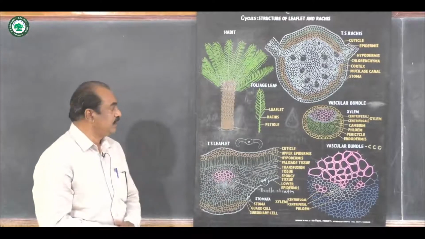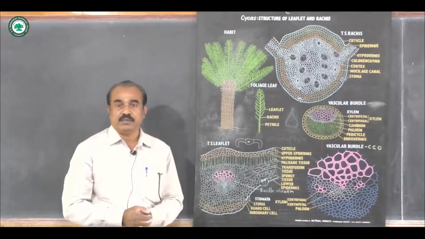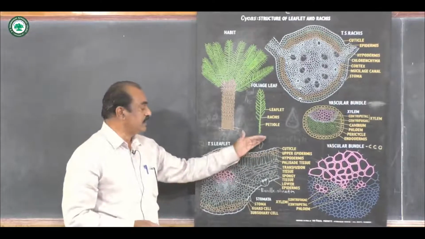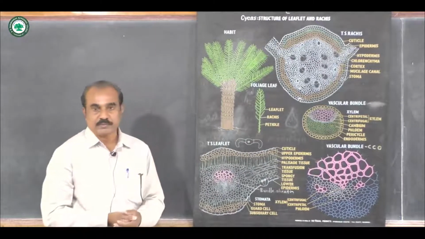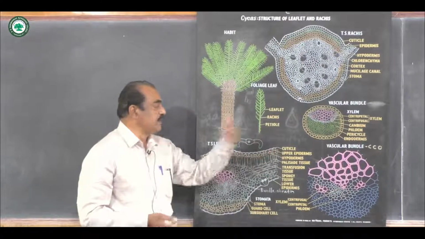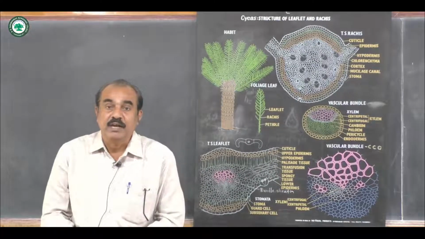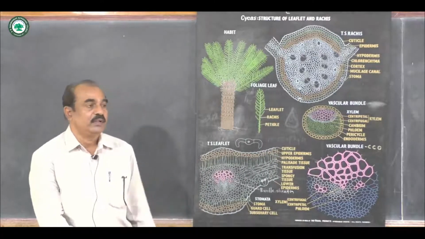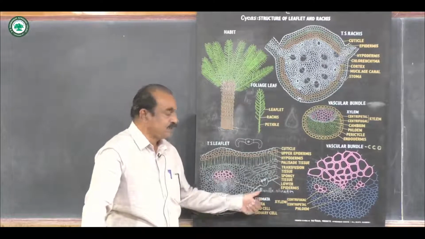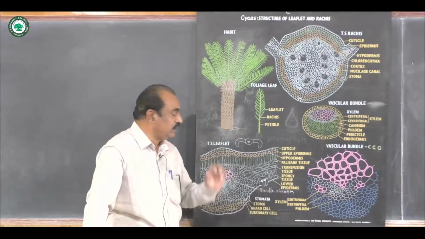Now again, here the external layer is the cuticle. This cuticle is present on the upper surface and also on the lower surface. From the upper surface, there is the upper epidermis. It is single layered, cells are compactly arranged, and there are no stomata present. But the same structure is there on the lower side, and it is called the lower epidermis.